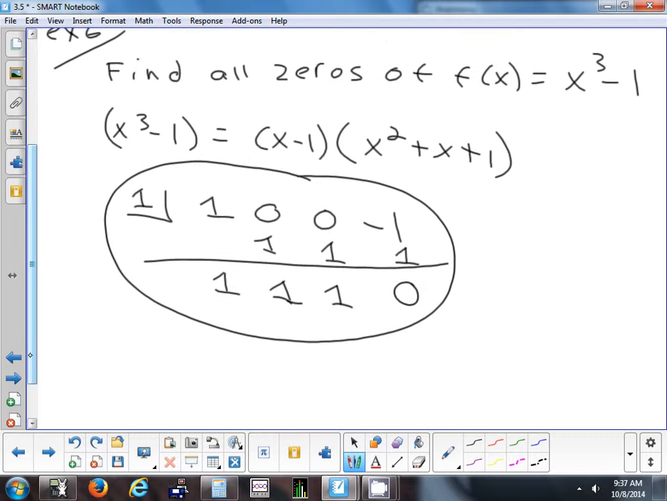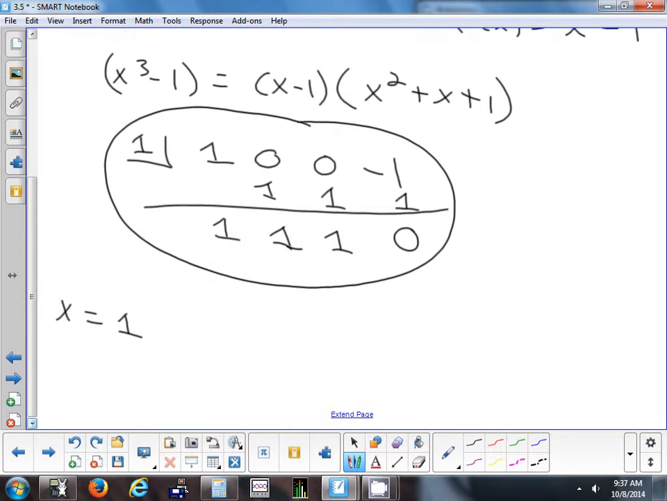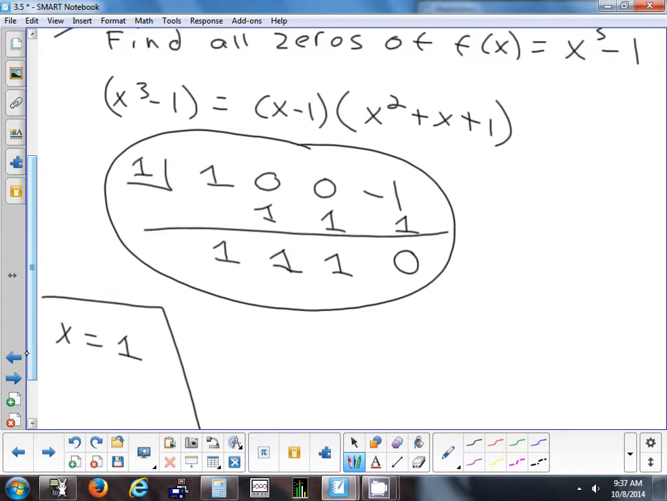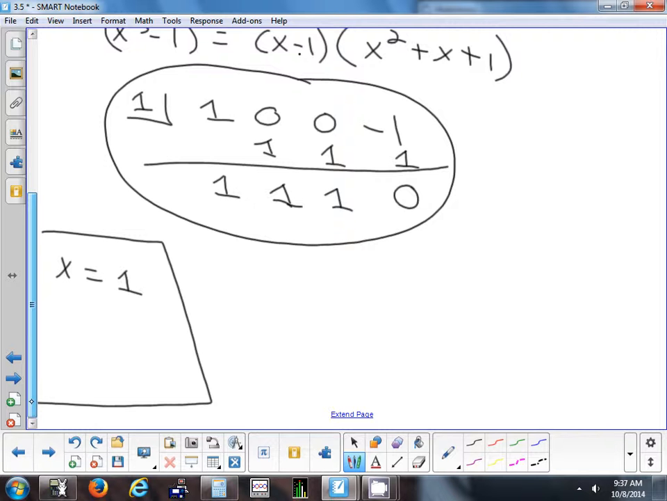All right, so now I'm going to look at this part. I know that x equals 1 is a root. Leave some space because we'll have a couple more. Now we have to find the roots of the quotient, because either this part could equal 0 or the other part could equal 0. Well, the other part's a quadratic, so all we have to do is use the quadratic formula, where a is 1, b is 1, and c is 1.